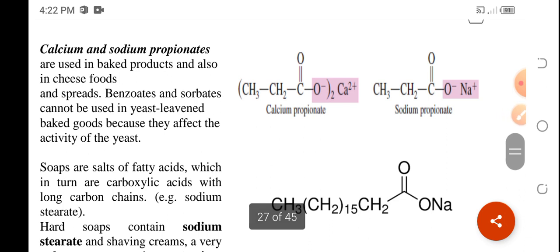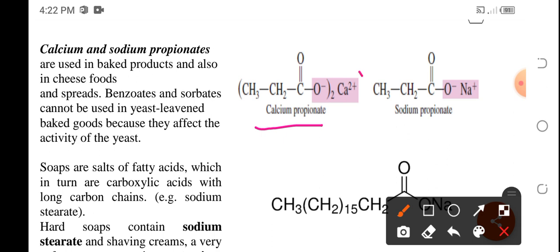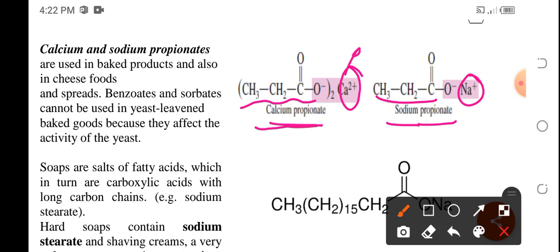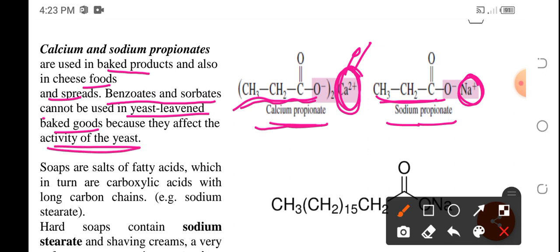Next would be calcium and sodium propionates. So we have calcium propionate. This is the calcium, and this is the propionate, and this is the sodium propionate. Calcium propionate could be coming from the reaction between calcium hydroxide and propionic acid. And this is sodium hydroxide and propionic acid. Where are these used? As antimicrobials in baked products and cheese foods and spreads. Take note that benzoates and sorbates cannot be used in yeast-leavened baked products because they could affect the activity of the yeast.